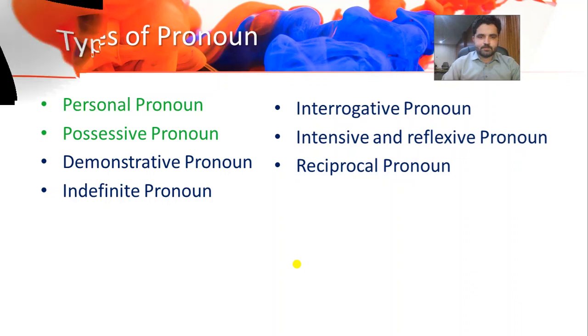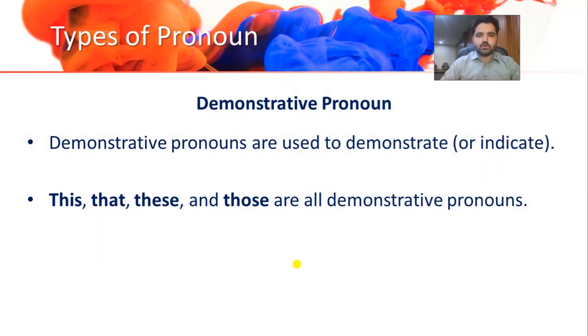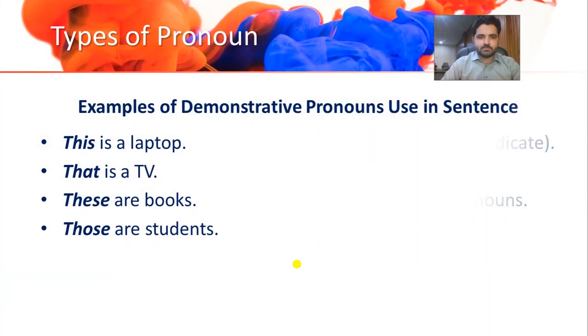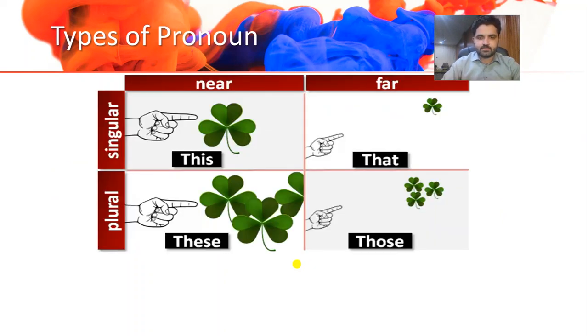Demonstrative pronoun. Demonstrative pronouns are used to demonstrate or indicate someone or something. This, that, these, and those are all demonstrative pronouns. Examples: this is a laptop, that is a TV, these are books, those are students. This and that are used for singular, these and those used for plural. This and these are for near, that and those are used for far.